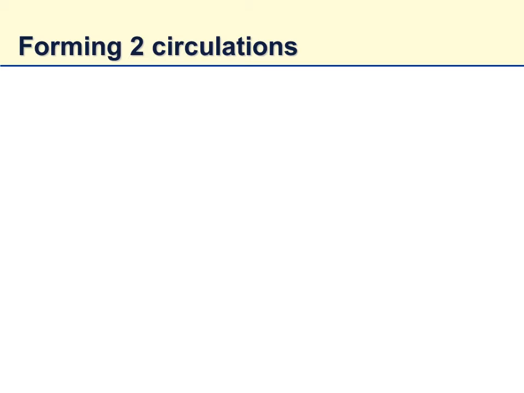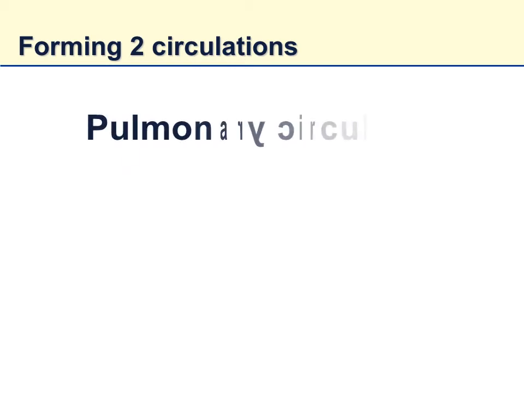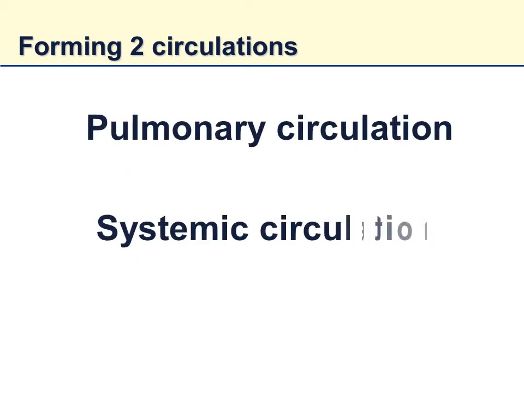The heart and the blood vessels and the blood will form two circulations: the pulmonary circulation and systemic circulation. الدورة الدموية العظمى والدورة الدموية الصغرى.